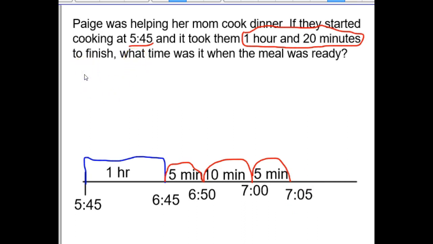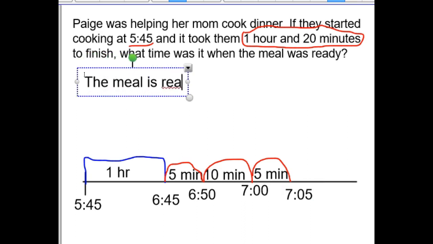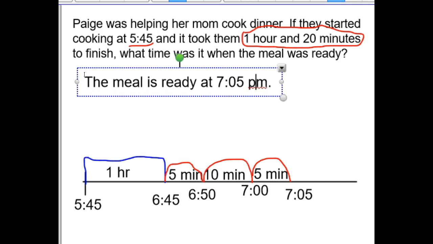We would answer that by saying the meal is ready at 7:05 p.m. And remembering that it's got to be p.m. because it is dinner time, and that makes the most sense. So that's the time we want to use. So I hope that helps you when you have a start time and a lapse time and you're trying to figure out what is the end time.